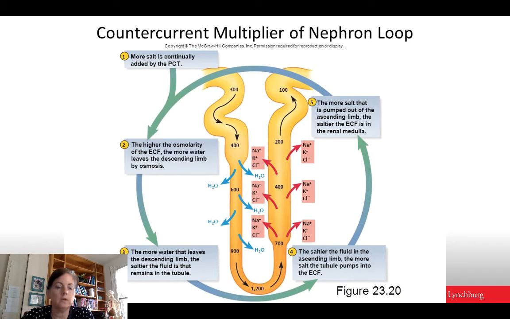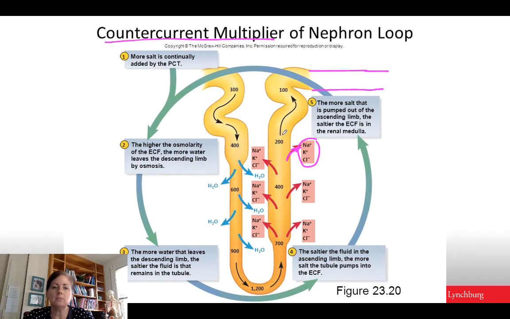So we had left off previously with talking about how this countercurrent multiplier that is created by the juxtamedullary nephrons is able to allow nephrons to produce varying concentrations and varying volumes of urine. So I kind of left off here. Our ascending limb is responsible for pumping out solutes, and that's what we see there.